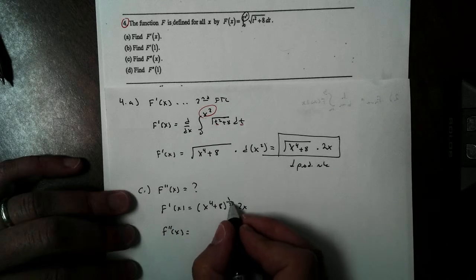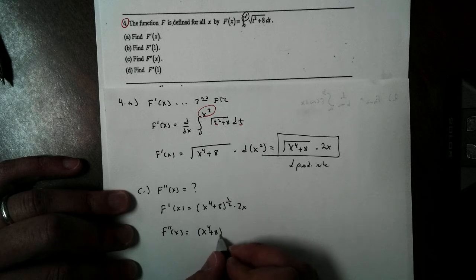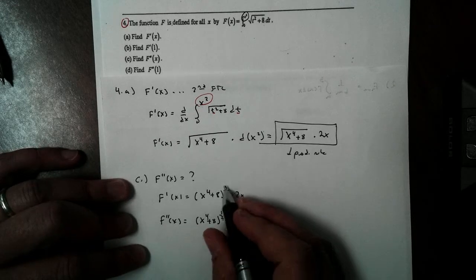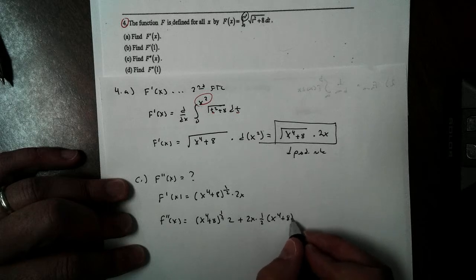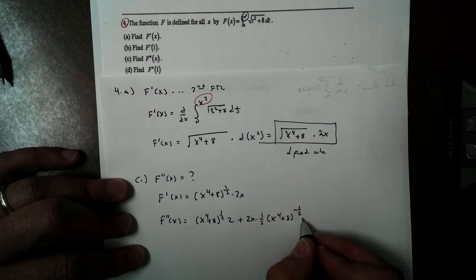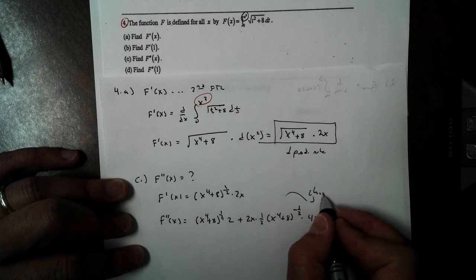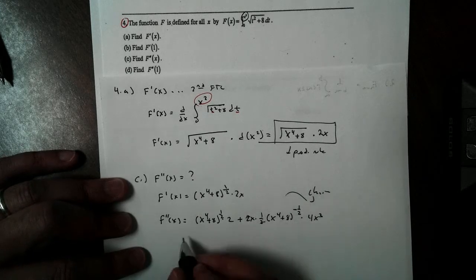using my product rule, we're going to get the first, which becomes x to the fourth plus 8 to the 1/2 times 2 times the derivative of the second, plus the second times the derivative of the first. 1/2 x to the fourth plus 8 to the negative 1/2 times 4x cubed. There's my chain rule, right? There's my chain. Don't forget chain rule. And of course, we don't like negative exponents. I can simplify a little bit.